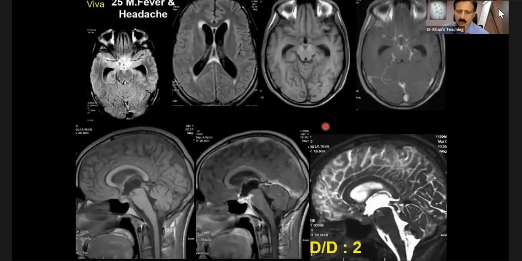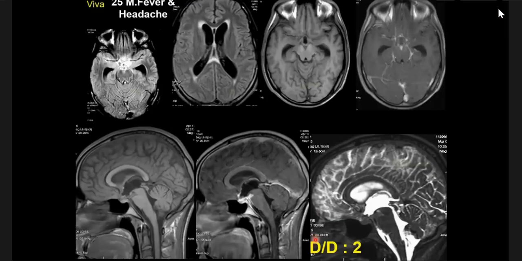Okay, this is a good case. If you can describe it, let me tell the audience the sequences. Here, there, T1, T1 with contrast, T1 without contrast, T1 with contrast, and this is a CISS sagittal. CISS is constructive interference in steady state. We have covered it when we covered the MR basics. So over to you. I'm going to give you marks for your description.